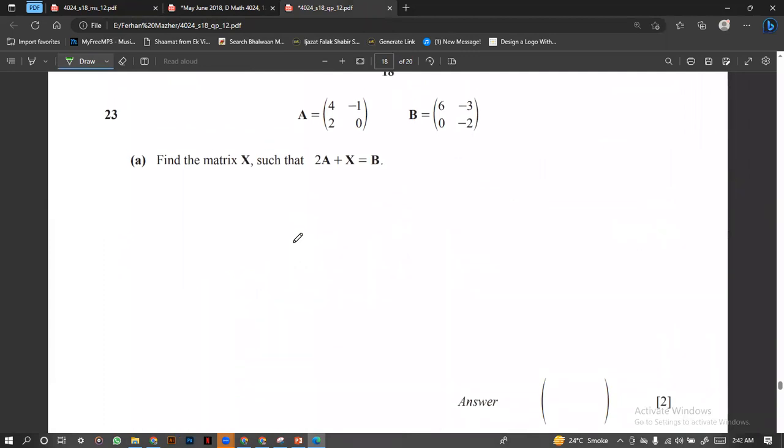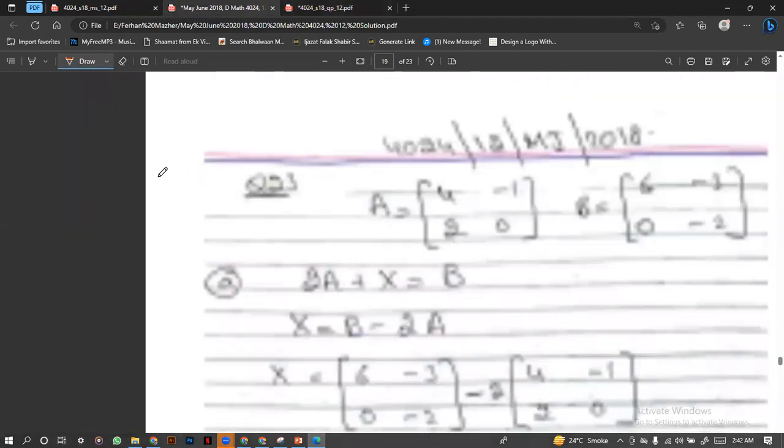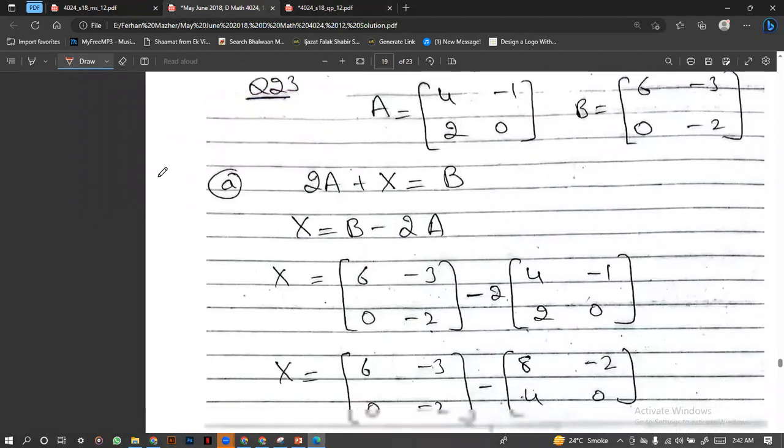Here, matrix A is given: 4, minus 1, 2, 0. Matrix B is given, which is 6, minus 3, 0, minus 2. The A part is find the matrix X such that 2A plus X is equal to B. So very simple, I can find out this value. The method is very simple. 2A plus X is equal to B. So X will be equal to B minus 2A.